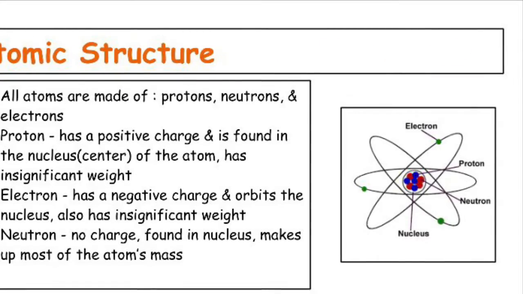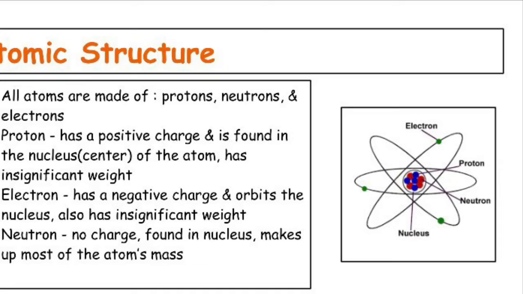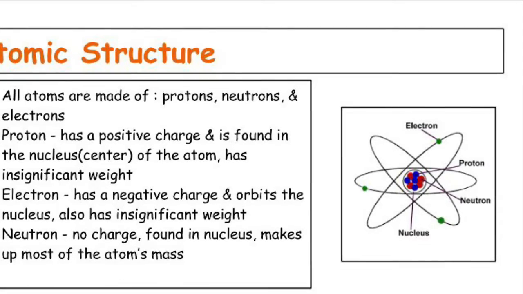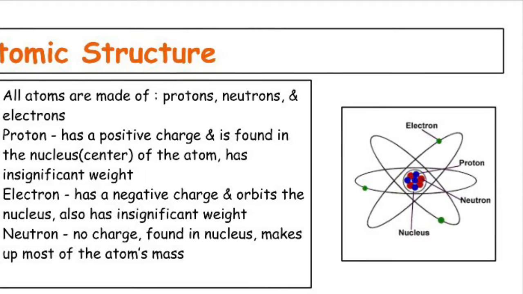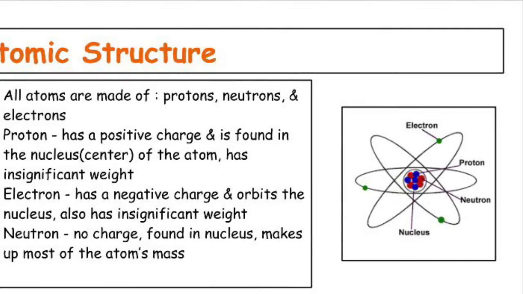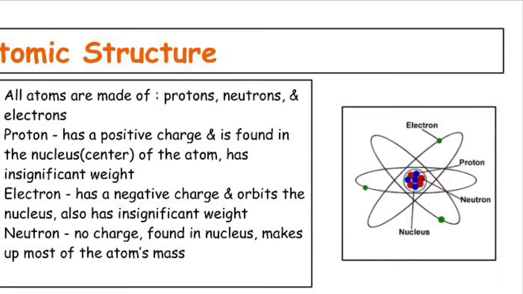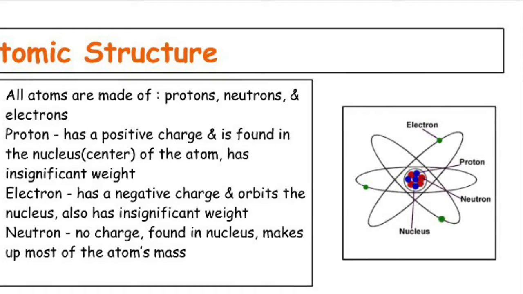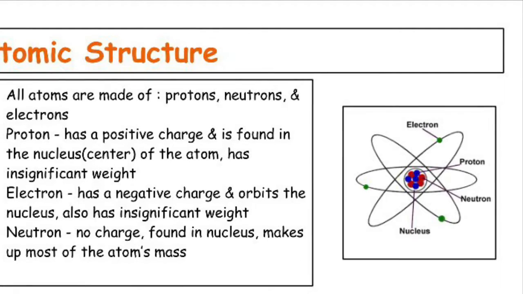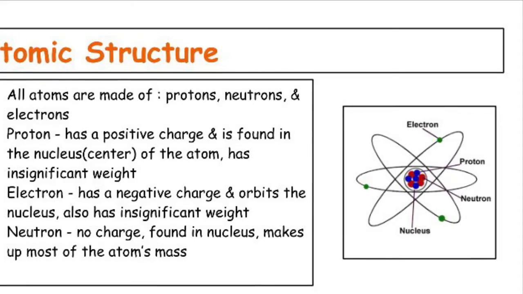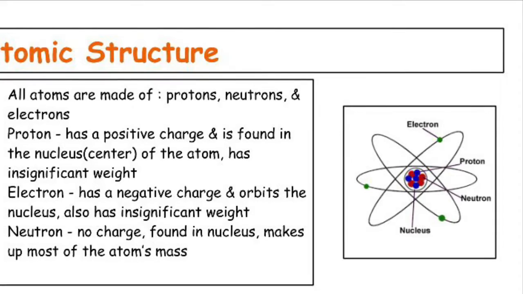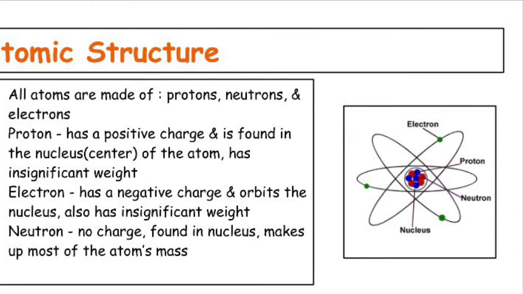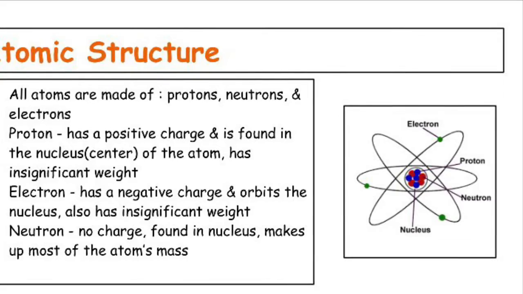Atoms make up all materials, and you should know about the parts of an atom because they play a huge part in many biological processes. The 3 parts of an atom are the proton, electron, and neutron. The center of an atom is called the nucleus, and it is made up of protons and neutrons. The proton has a positive charge and is found in the nucleus of the atom, and it has insignificant weight.